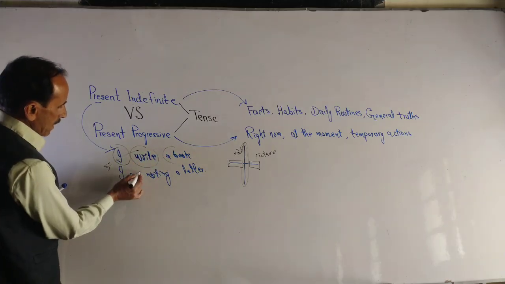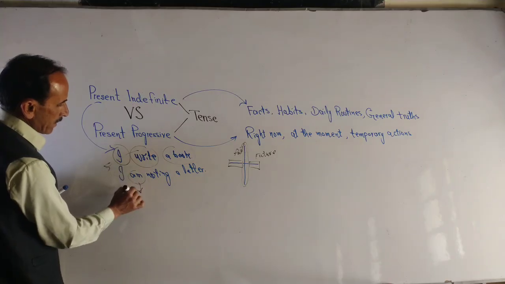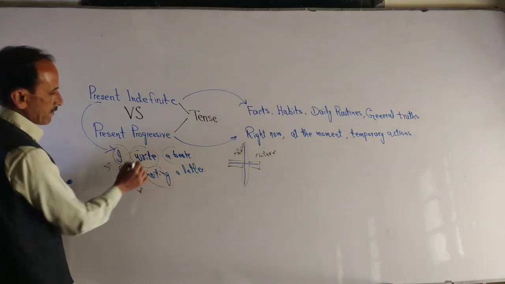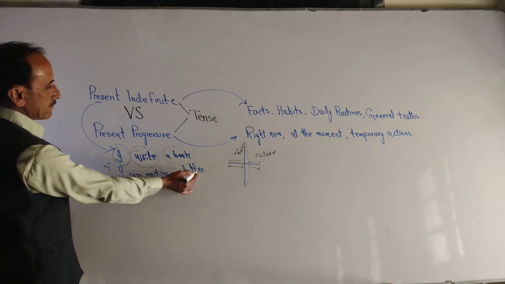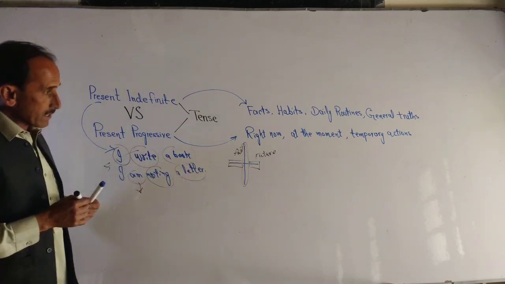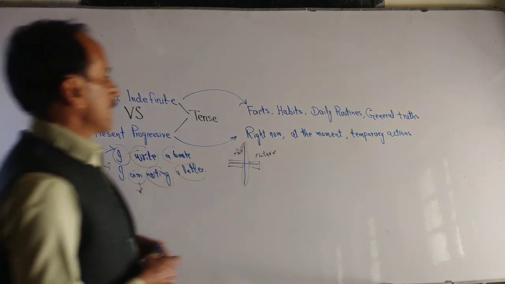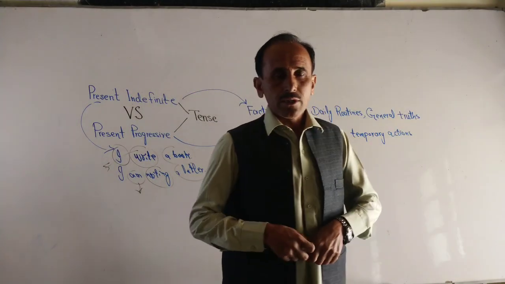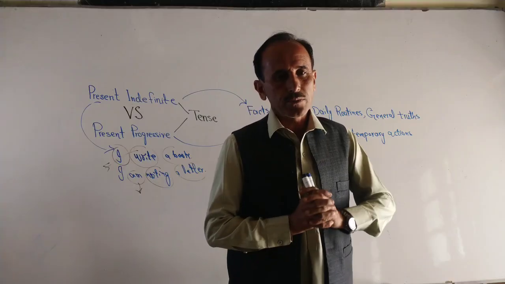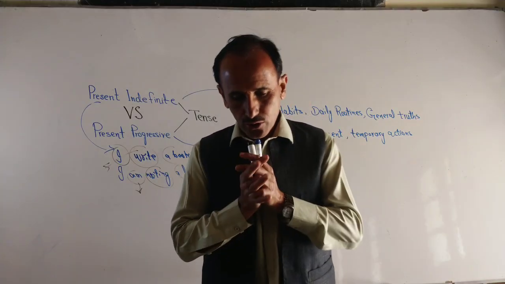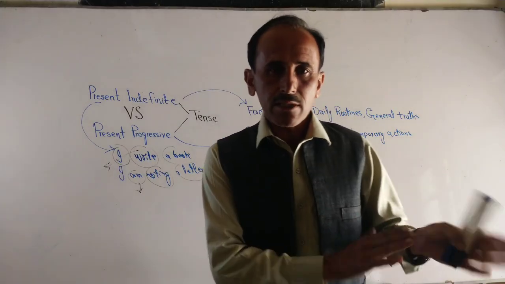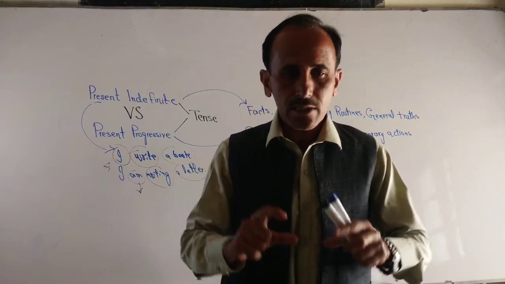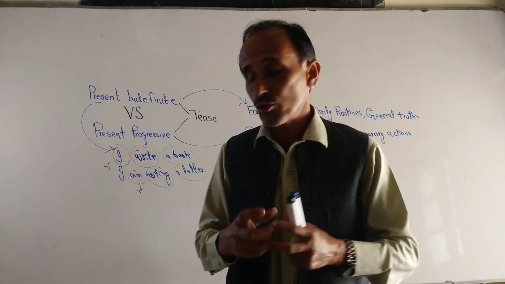As like this one, am is an auxiliary or helping verb. Main word: writing, a letter, object. Present indefinite is used for habits, facts, or general truths. For example, the sun rises in the east. It means every day the sun rises in the east. It is a habit, or it is a truth.